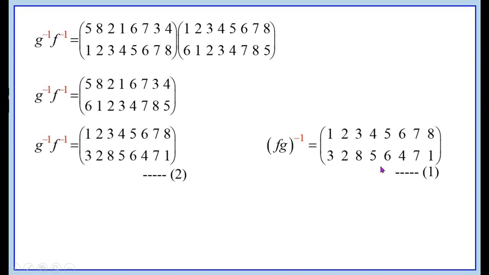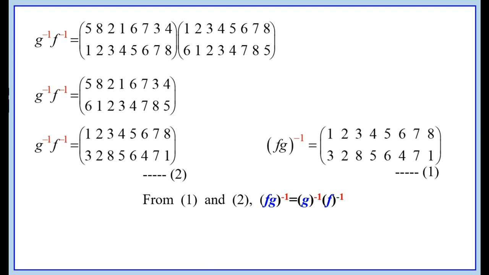Look at equations 1 and 2. Both are exactly the same. Both are nothing but the same permutation. The first row is 1, 2, 3, 4, 5, 6, 7, 8, here also 1, 2, 3, 4, 5, 6, 7, 8. The second row is 3, 2, 8, 5, 6, 4, 7, 1 in both. Therefore, from 1 and 2, we can say that (F into G) whole inverse is equal to G inverse into F inverse. This completes the problem.